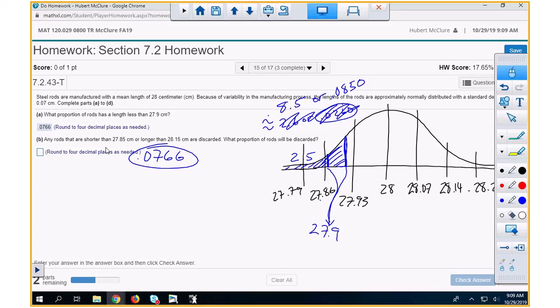And this will say 27.8 or shorter, or longer. They're asking you to go shorter than 27.8, which is right in here, and then longer than 28.5, which is going to be up here. So you're going to add those two together, because they're asking for what? Both.